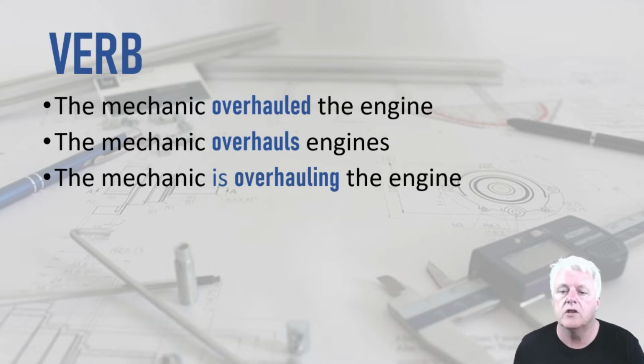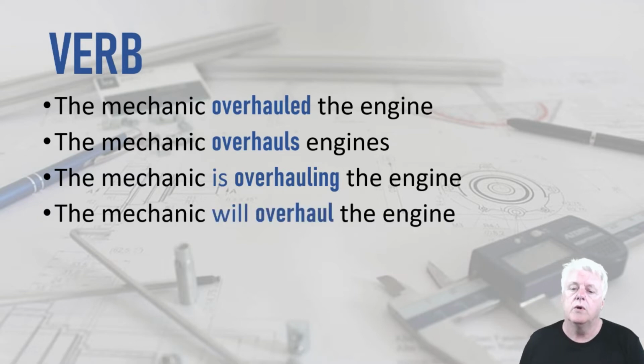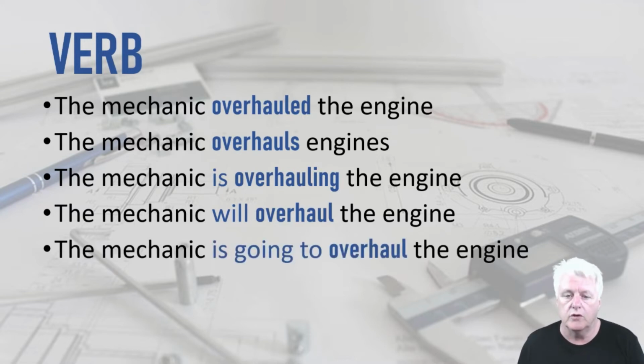But let's have a look at two future tenses. We can say the mechanic will overhaul the engine tomorrow or the next day. And we can also use the mechanic is going to overhaul the engine next Wednesday at 7 a.m.